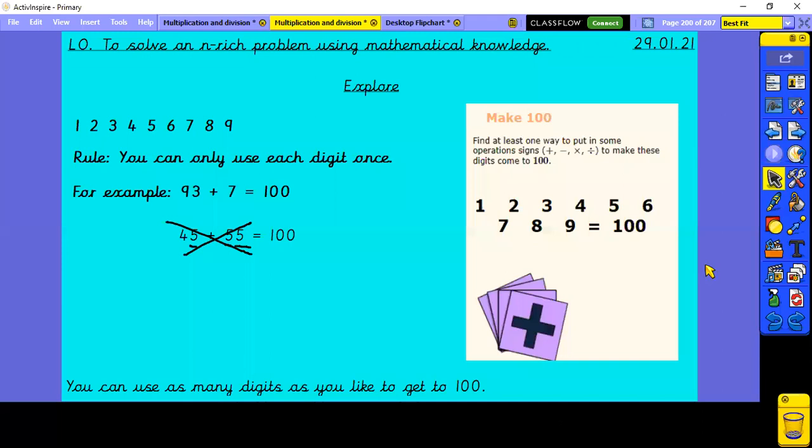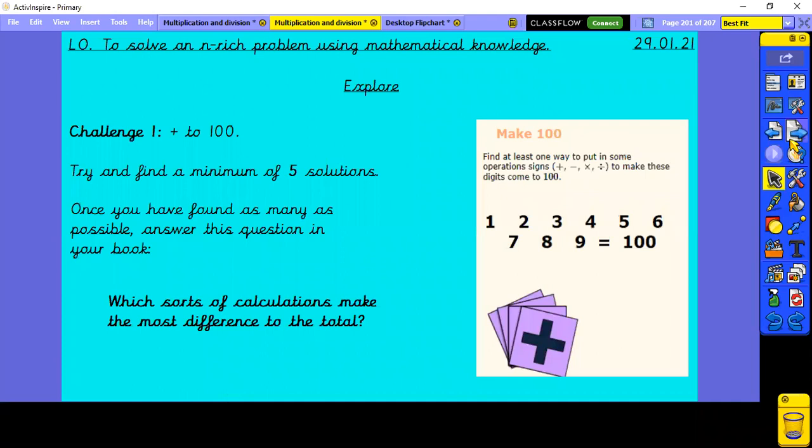And now we're going to have a look at the different games you're going to do. So you're going to have 4 games, 1 for addition, 1 for subtraction, 1 for multiplication, 1 for division, and you've got an extension if you fancy it. So let's have a look at challenge 1.